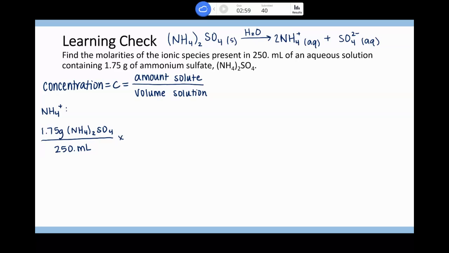We'll start by converting grams to moles and then get to moles of ammonium. You could start by converting milliliters to liters and then worry about moles, that's fine. But we'll do grams to moles first. So we have grams of ammonium sulfate. We need to convert to moles of ammonium sulfate. Molar mass is 132.14.